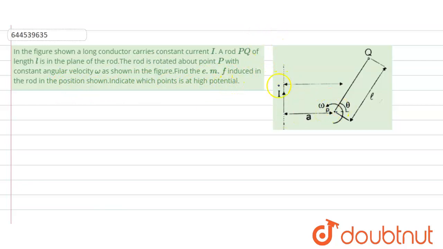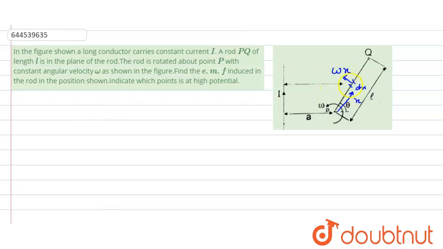Now in this situation, this is a current carrying conductor, so it would be having a current I. For example, if we take an element on this rod, let's say the thickness is dx, it would be having a velocity. What would be the velocity if the distance from here to here is x? It would be omega into x. So velocity would be omega into x.